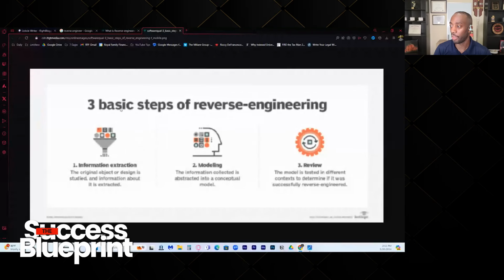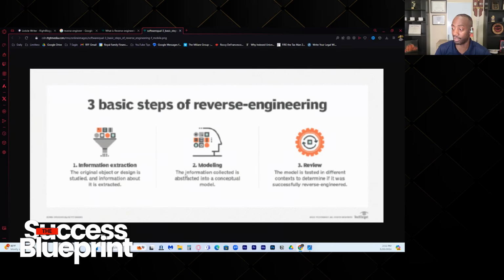All right. Here we've got 3 basic steps of reverse engineering. 1, information extraction. 2, modeling. And 3, review. Information extraction: the original object or design is studied and information about it is extracted. So this is whatever your goal is. Your goal is designed and it needs to be studied, and you need to pull information about how to ultimately get there.